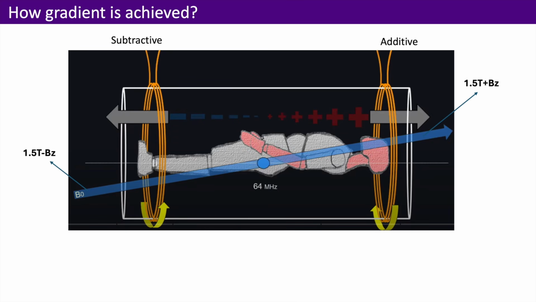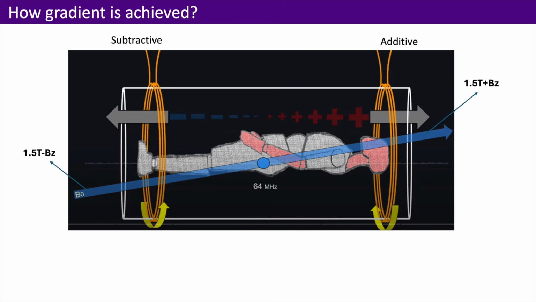Let's see the gradient field in the Z direction. Here we activate our two coils, which resemble a Helmholtz coil, but unlike the Helmholtz coil, the currents are in opposite directions. As we can see from the right-hand rule, the right one, which is the additive field, produces a field which superimposes positively on top of the main magnetic field, so it increases the field on the right side. In a similar and opposite way, the left side is a subtractive field.